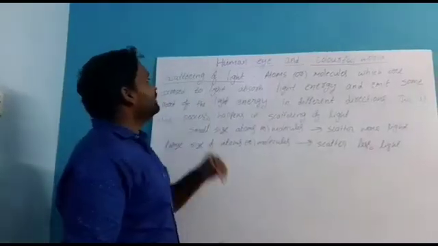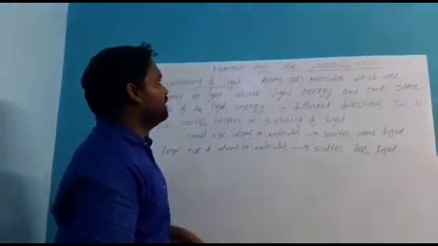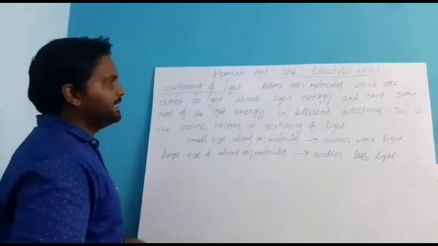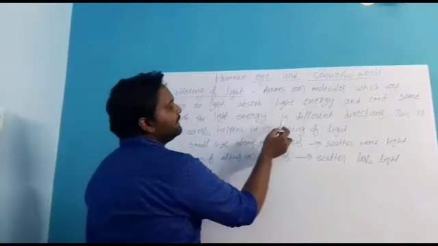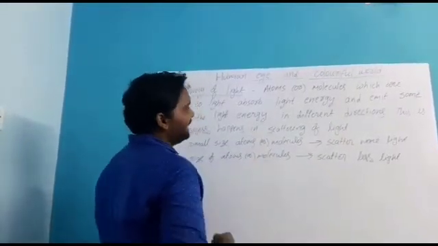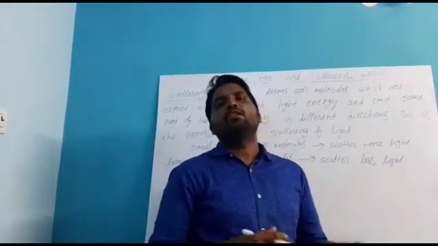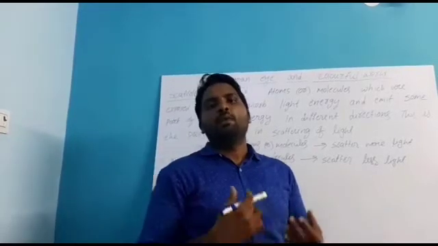Now see another definition, that is scattering of light. Atoms or molecules which are exposed to light absorb light energy and emit some part of the light energy in different directions. This is the process that happens in scattering of light. Every matter is made up of very small particles. Those small particles are called atoms or molecules.